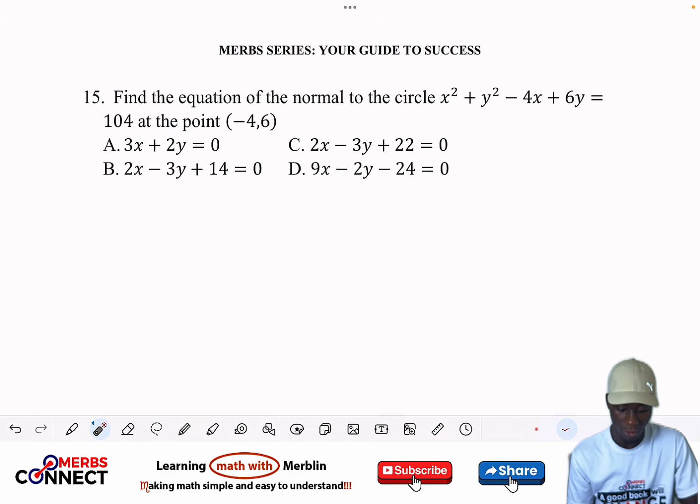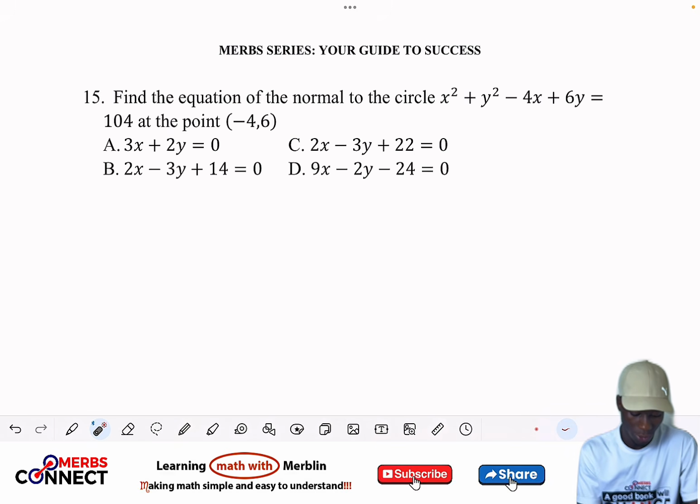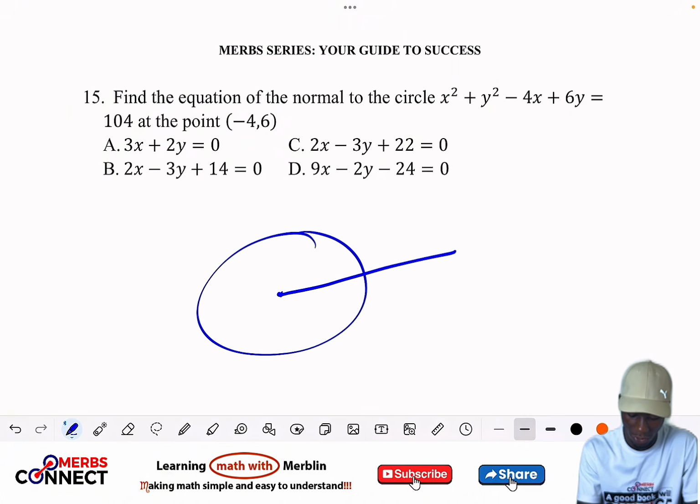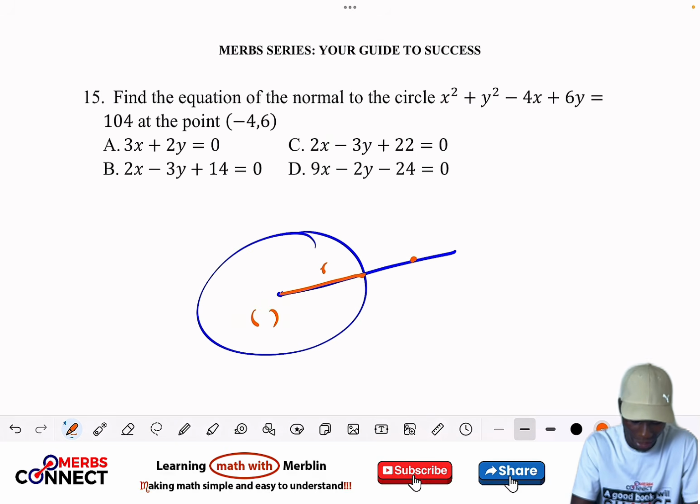Find the equation of the normal to the circle. So the normal to the circle is like this. We have the center and then the normal. This will be the normal line, where from this side to this side is the radius. So what will be the center? And we have one point. It can be inside, on, or outside, but let me put it there.